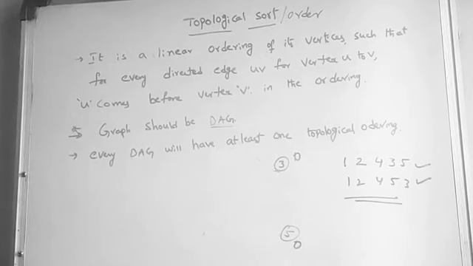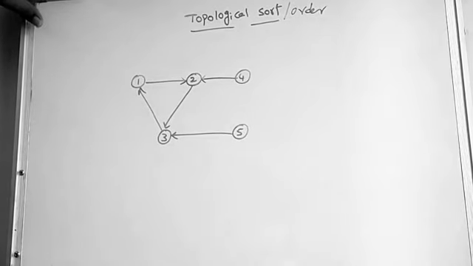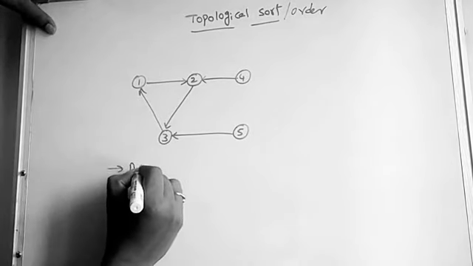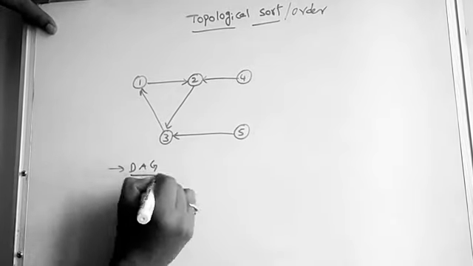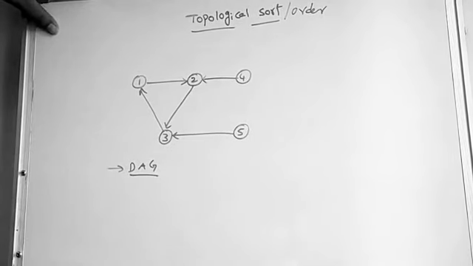Let us see another example to find the topological order. One important property: before applying the topological order, the graph should be in the form of a DAG, a directed acyclic graph.